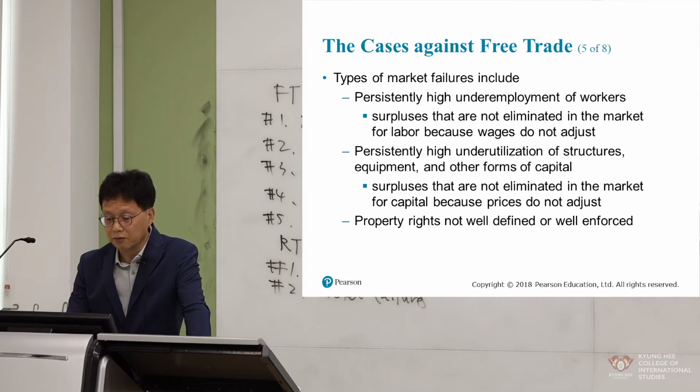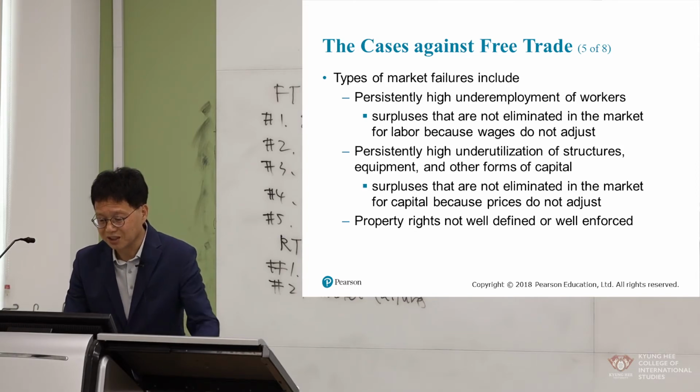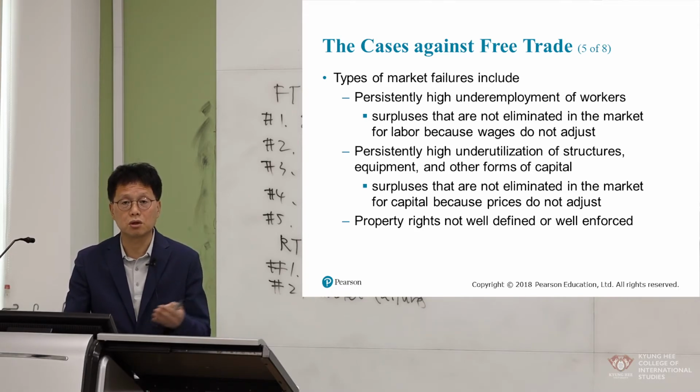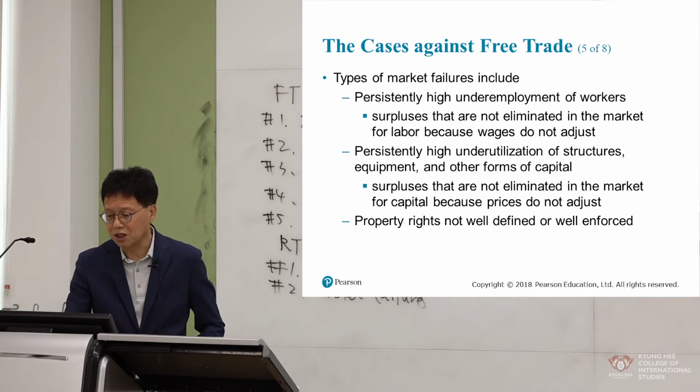Number one type of market failure is this: persistently high underemployment of workers, right? That is the number one reason. So labor supply is greater than labor demand. So lots of unemployment happens, right? Plus that are not eliminated in the market for labor because wages do not adjust, especially for developing countries. In developing countries, the wage rate is very low. At this very low wage rate, labor supply is still greater than labor demand. Okay? So lots of unemployment problems happen.